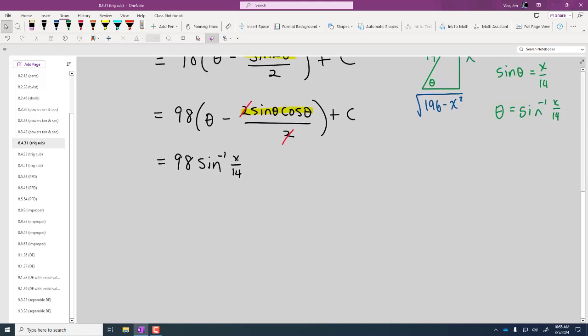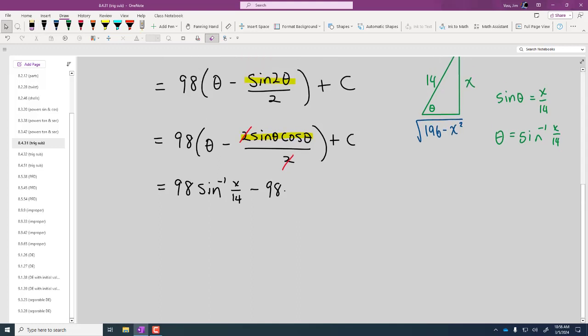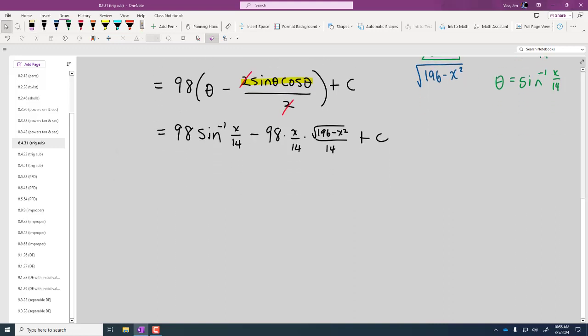Minus, and if we distribute that 98, we're going to get 98 multiplied by sine of theta, x over 14, and then multiplied by cosine of theta, which is adjacent over hypotenuse, so we're going to get the square root expression over 14 plus c. Which simplifies to over 2.